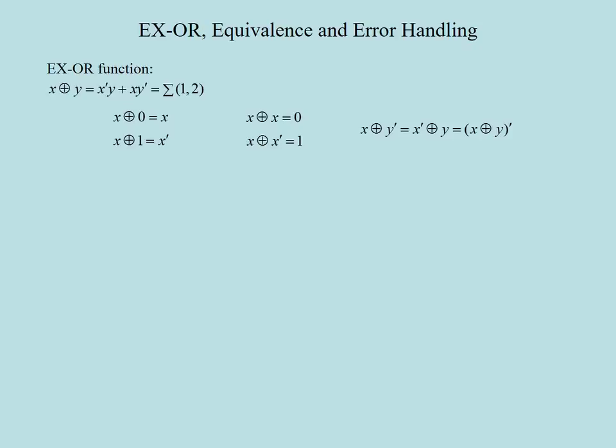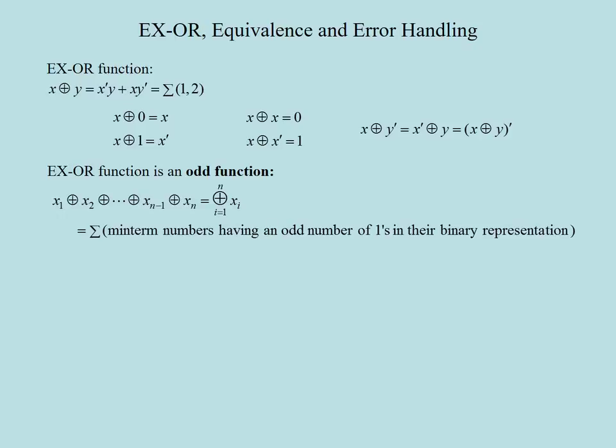Complementing any operand of an XOR operation complements the result. All these properties indicate that the XOR function is an odd function. By this, we mean that if you XOR several bits together, the result is 1 if an odd number of these variables assume the value 1. In other words, the minterms of this n-variable XOR function are given by those minterm numbers which have an odd number of ones in their binary representation.